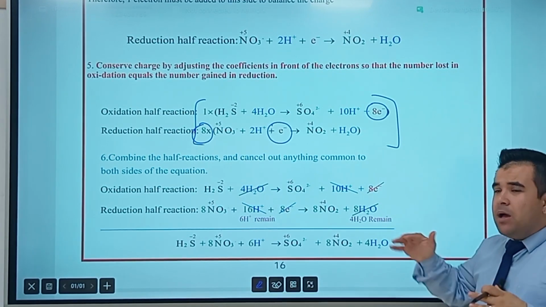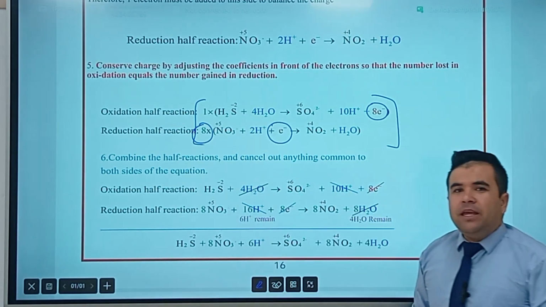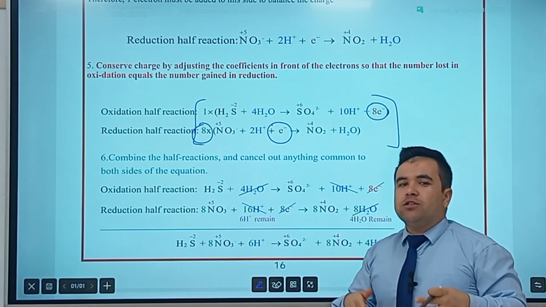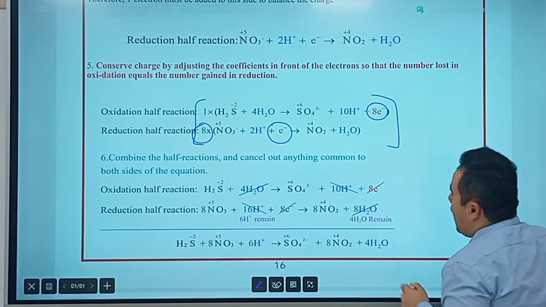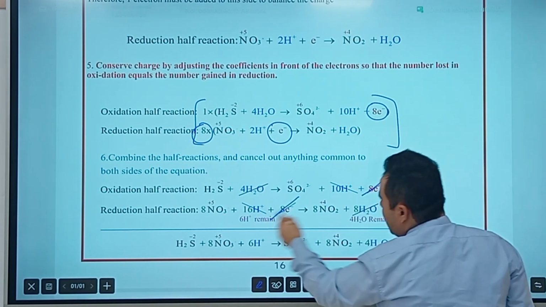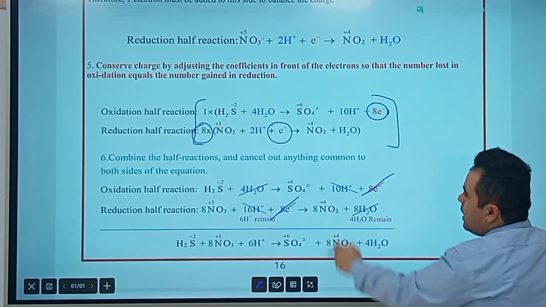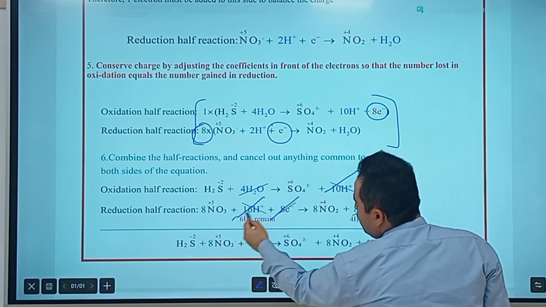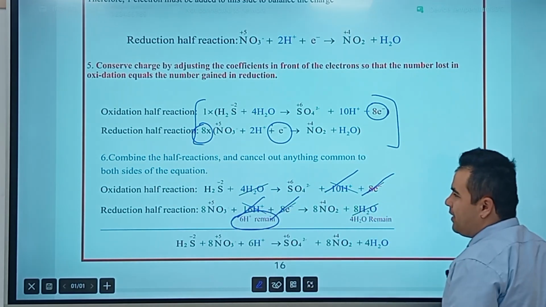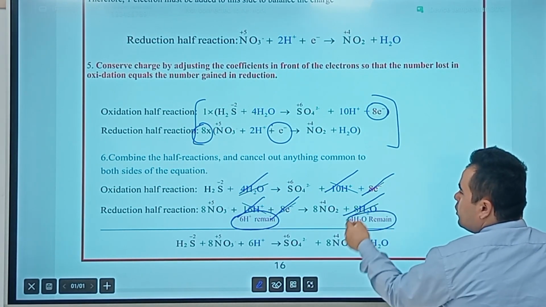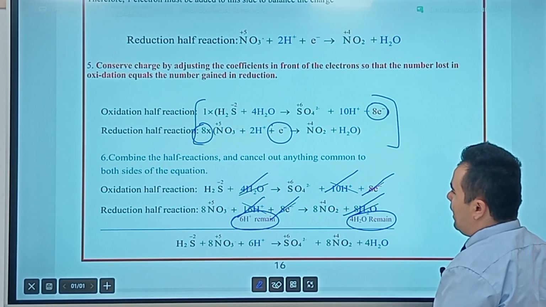The next step is to cancel any electrons or ions or atoms which are able to cancel out. How to cancel? As you can see, 8 electrons in the product cancel with 8 electrons in the reactant. The 10 protons with 16 protons, only 6 protons remain. 4H2O with 8H2O, 4H2O is a remainder.